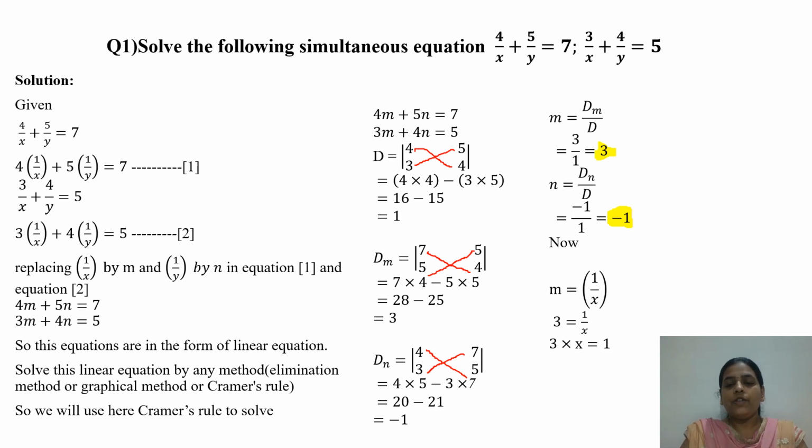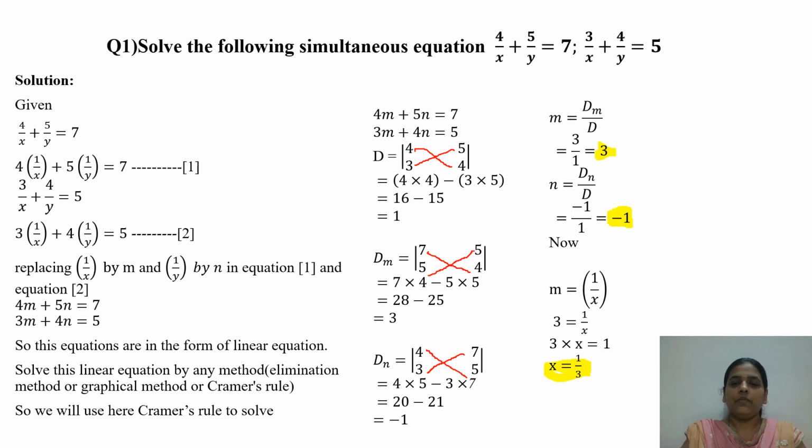So 3 into x what? That is 3x is equal to 1. That is x is equal to what? 1 upon 3, because 3 is in multiplication. After changing the sign it goes in the denominator. Therefore x is what? That is 1 upon 3. Correct? This is your value of x.